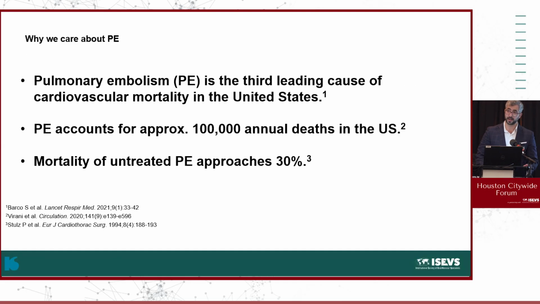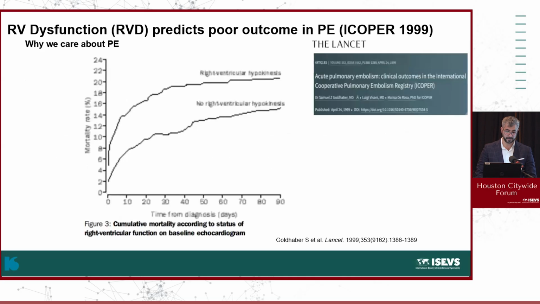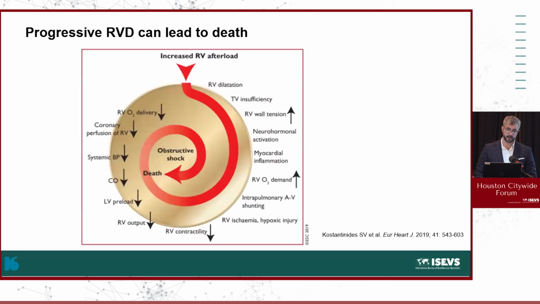PE is a leading cause of cardiovascular mortality, and about 30% in all comers of untreated PE can lead to mortality. And we know from ICOPER 99 that RV dysfunction predicts poor outcome in these patients and a higher mortality rate, wherein increased RV afterload leads to RV dilatation, pump failure, cardiogenic shock, and death.